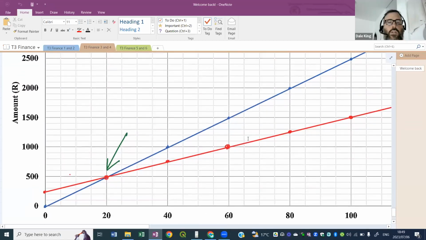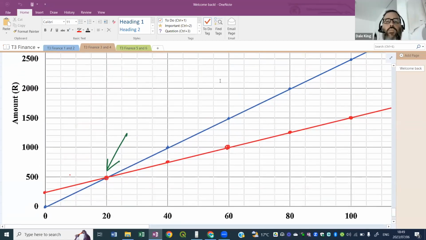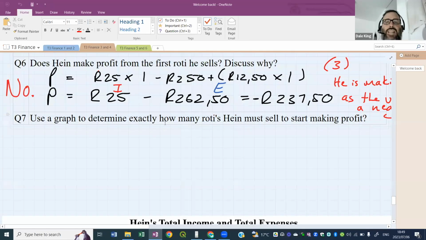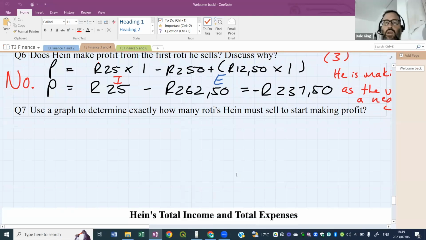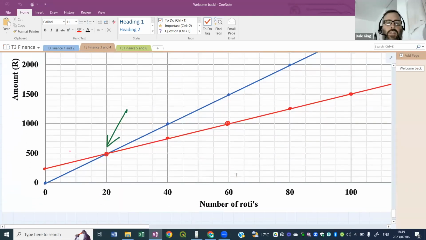How many rotis must Hein make to make profit? Because the question here says, question 7, use a graph to determine exactly how many rotis Hein must sell to start making a profit. How many rotis, ladies and gentlemen, must he start selling to make a profit?